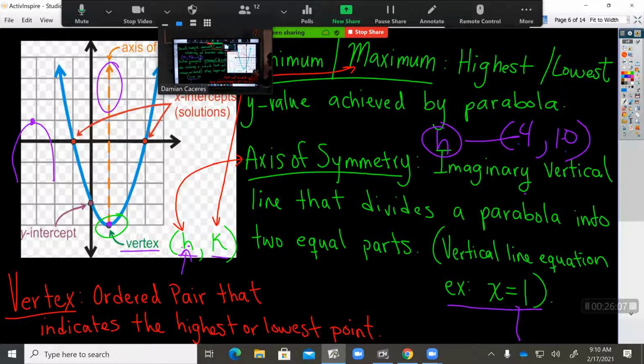So for example, h represents an x value, right? The x value where the vertex is. That's what h represents, right? But the h value where the vertex is also has a y value. That y value is k. And k is your minimum or maximum, the highest or lowest y value achieved by a parabola. Yeah, that k, that number will be your answer for minimum or maximum every time.